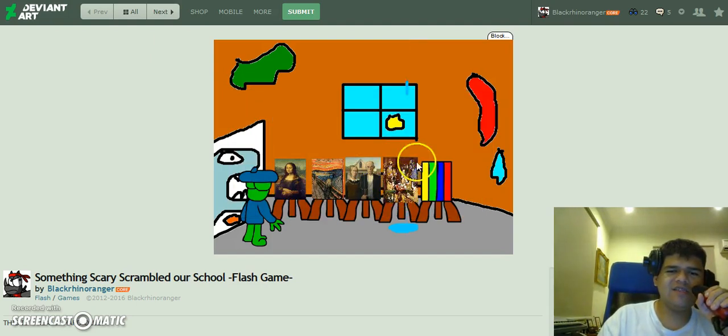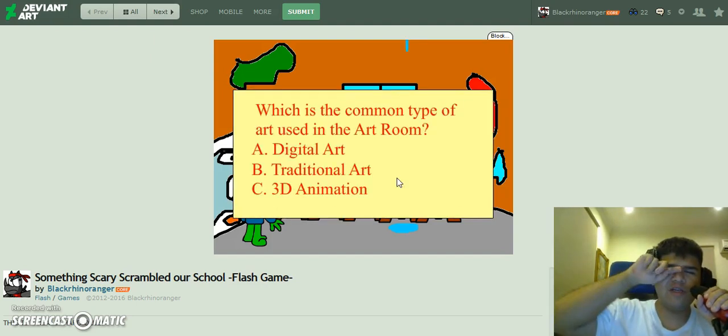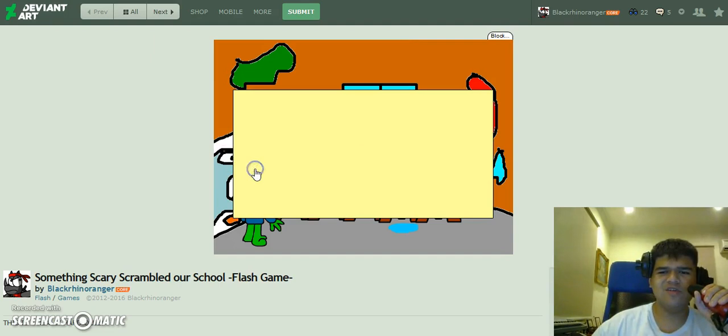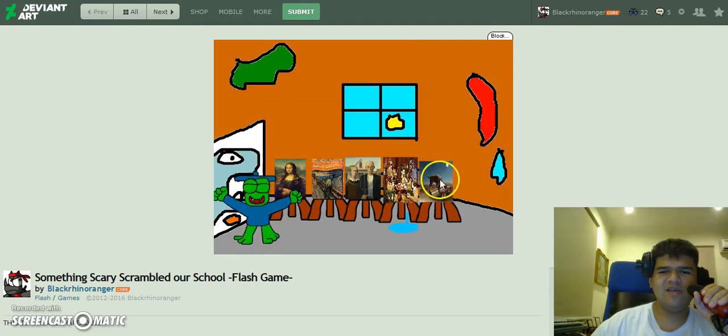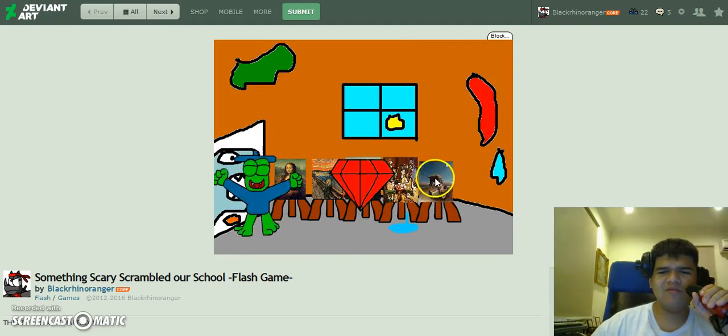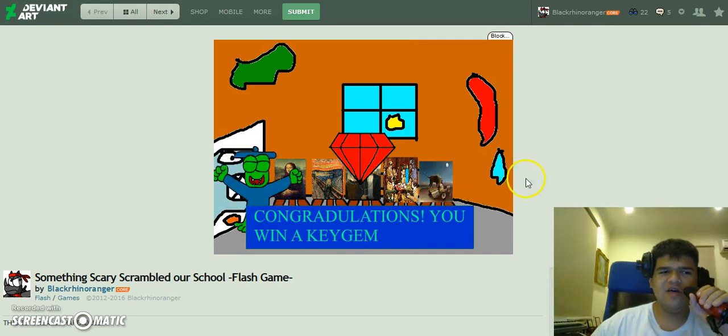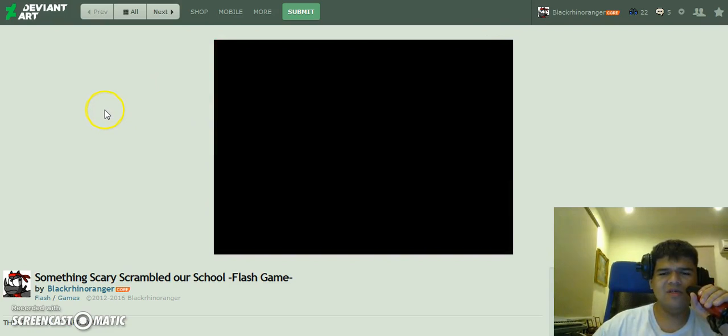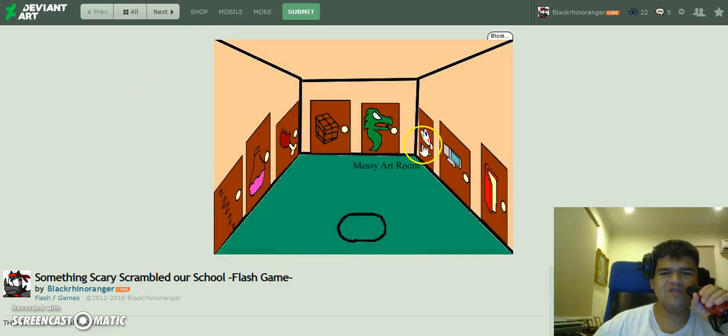See, and as for the dogs playing poker, I was running out of tall paintings rather than wide ones. So, which is the common type of art used for the art too? Traditional art, of course. And finally, you probably don't know this one, but that was The Sleeping Gypsy by Henri Rousseau. Okay, that's the gameplay of the messy art room.